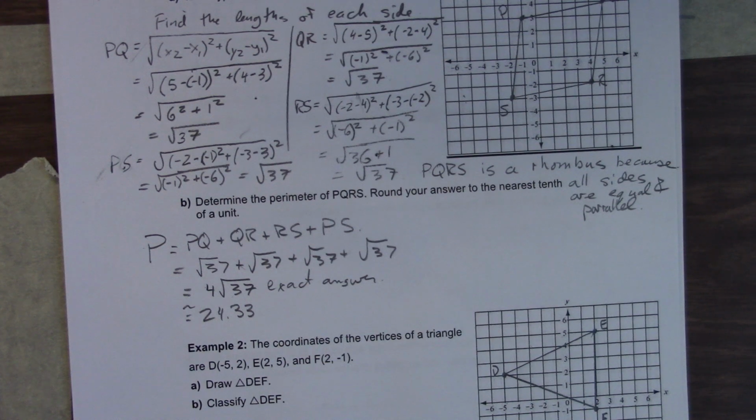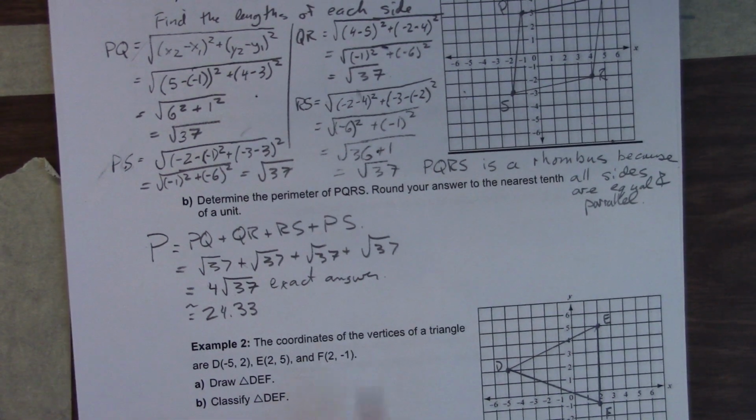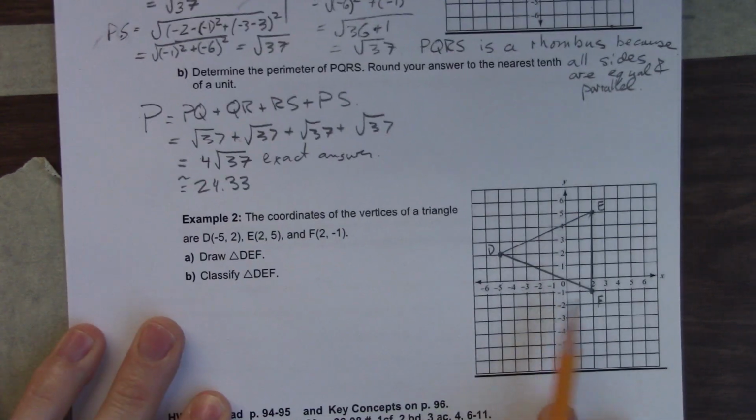Next one. The coordinates of the vertices of a triangle are D, E, and F. So I've plotted them out here, D, E, and F.